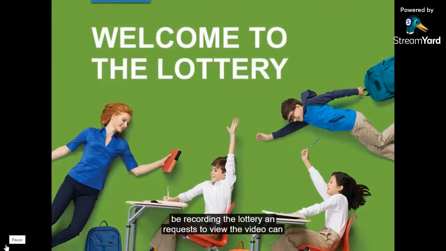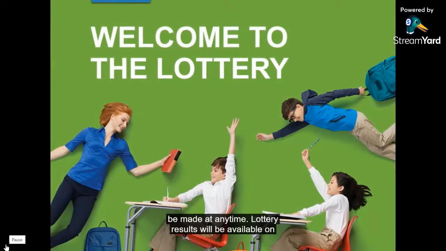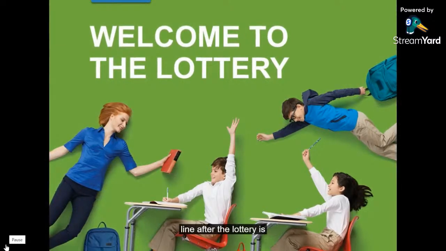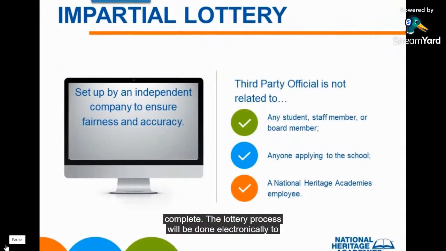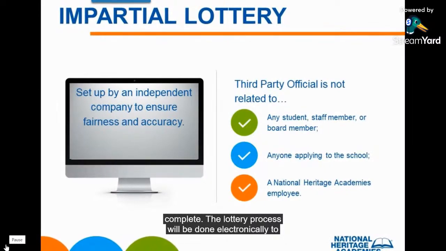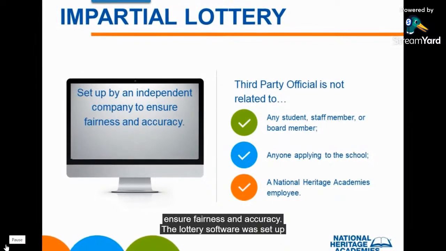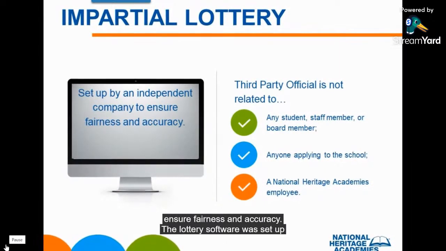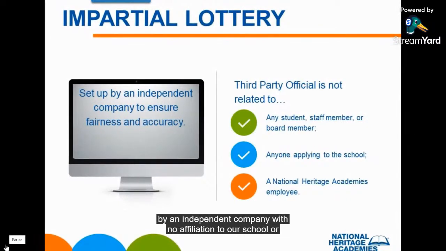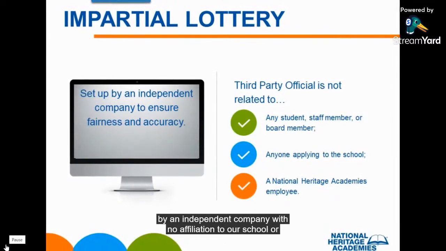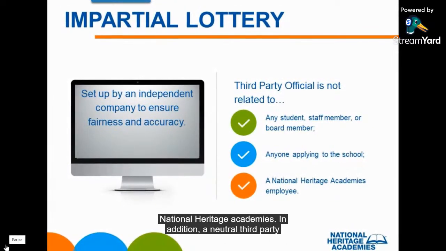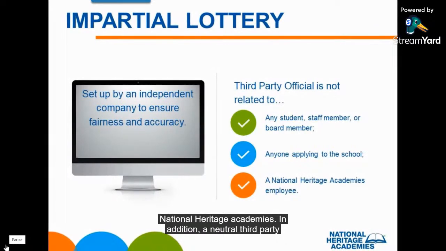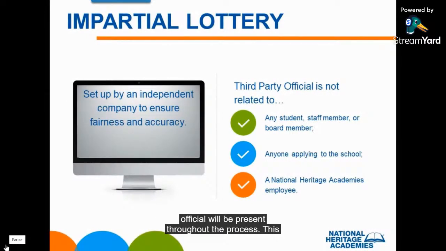We will be recording the lottery and requests to view the video can be made at any time. Lottery results will be available online after the lottery is complete. The lottery process will be done electronically. To ensure fairness and accuracy, the lottery software was set up by an independent company with no affiliation to our school or National Heritage Academies. In addition, a neutral third-party official will be present throughout the process.